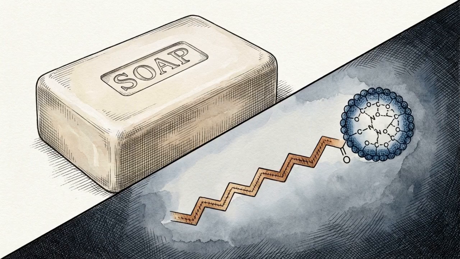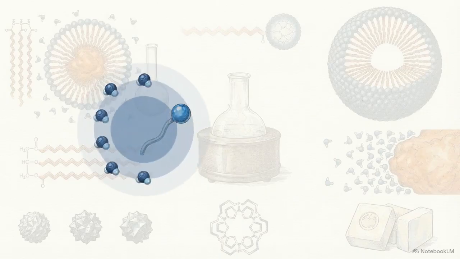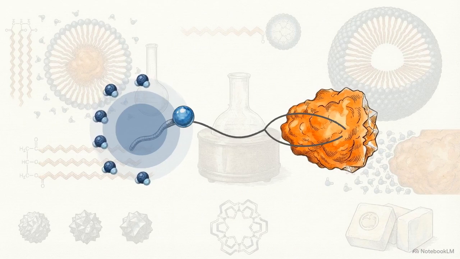The macrostructure of the bar is complete, but the mechanical work happens much further down, at the scale of a single molecule. Looking at this isolated soap molecule on the right, we see its dual anatomy. It has a long hydrocarbon tail that repels water and a short ionic head that attracts it. These conflicting halves allow the molecule to anchor itself in water, while simultaneously hunting down and binding to nonpolar oils.